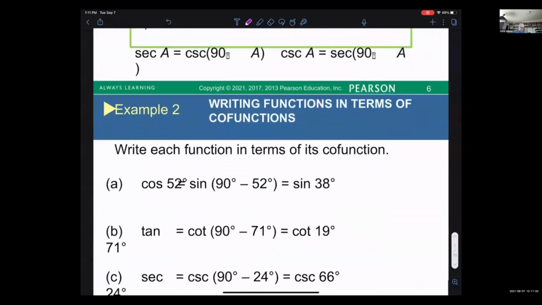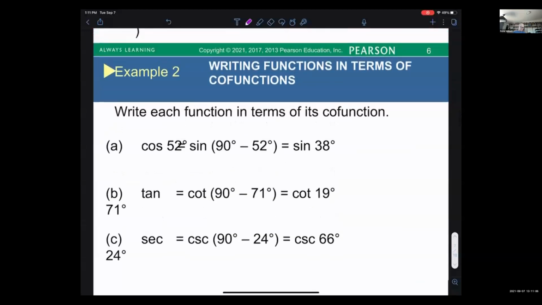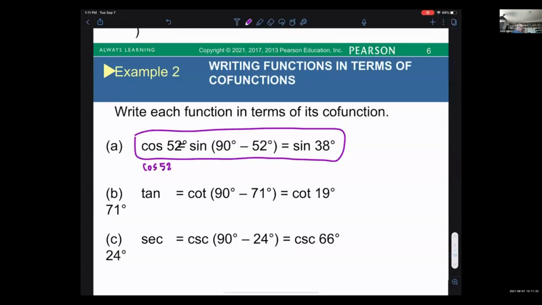So let's see how they might try to put some of this to use. The way they're showing it in this example, let's look at this first one from their table. The equals overlaps here, which is a little confusing, but it's that cosine of 52 degrees would be equal to the sine of the other angle that adds up to 90. And how do we figure out what that is? You subtract 52 from 90 to see that the other angle would be 38. So that's 90 minus 52, which is 38.